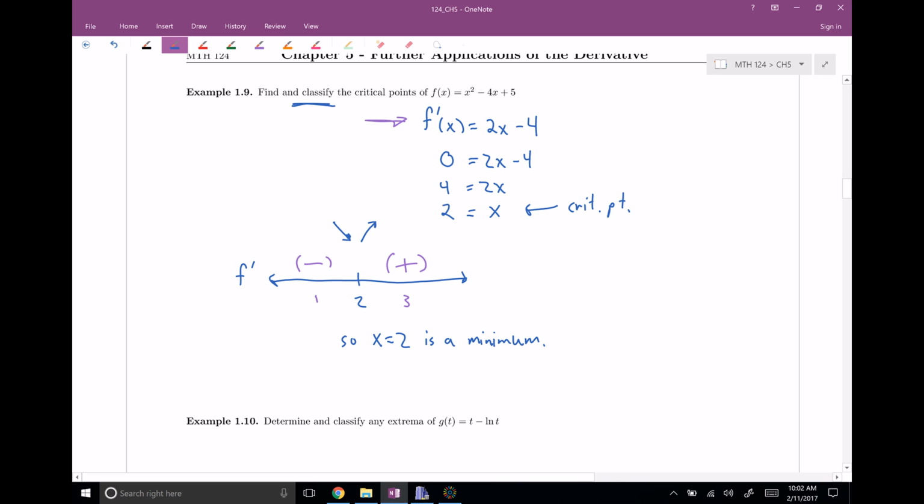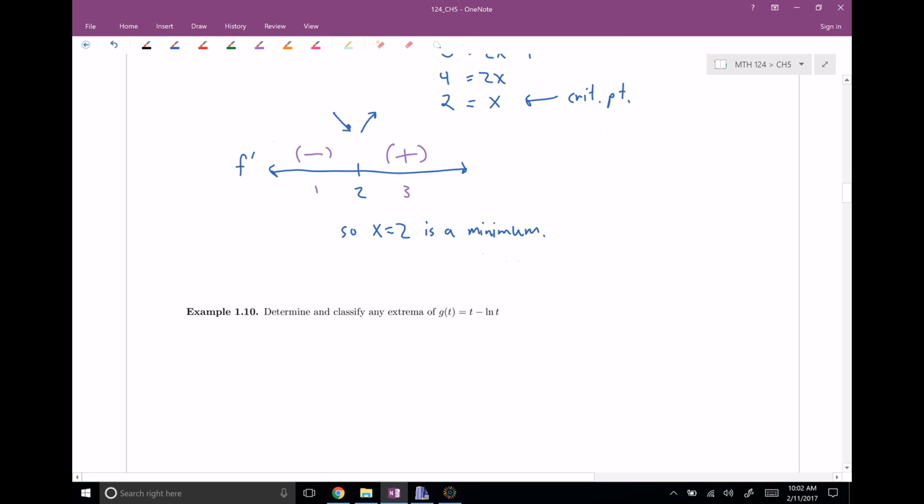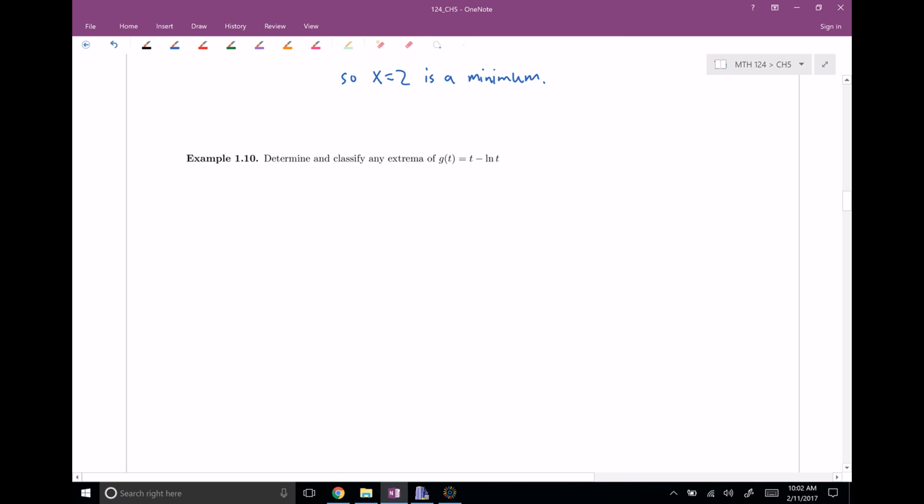So you found the critical points, and we classified them. There we are. Okay, let's do one more here. Determine and classify any extrema of g of t equals t minus the natural log of t. So you can see we need to remember a lot of our derivative rules here. Let me first of all remind us, this function has a restricted domain. Natural logs can't take in all real numbers. They need t to be greater than 0 as the domain.